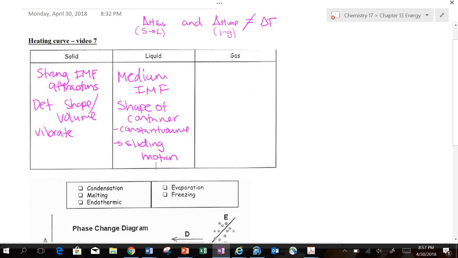And then we have our gas. Gases have no intermolecular forces. Remember, we're back to our ideal gases. They take both the shape and volume of the container. Just a couple of things to remember.